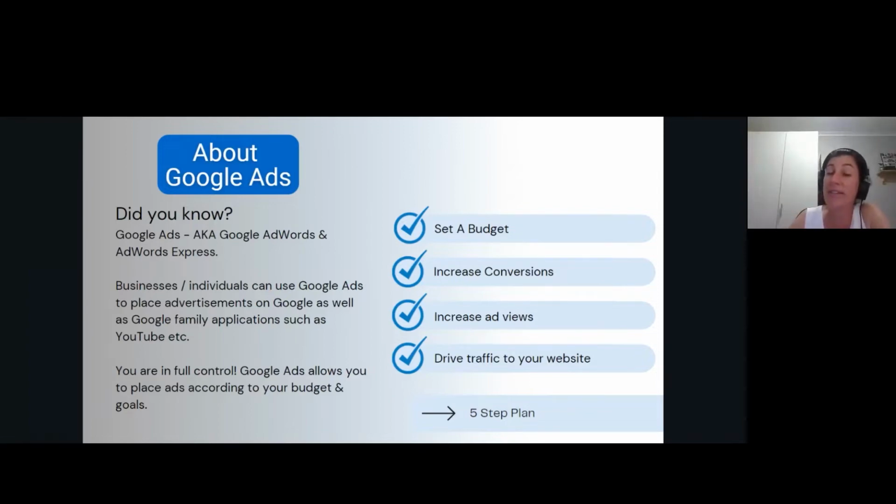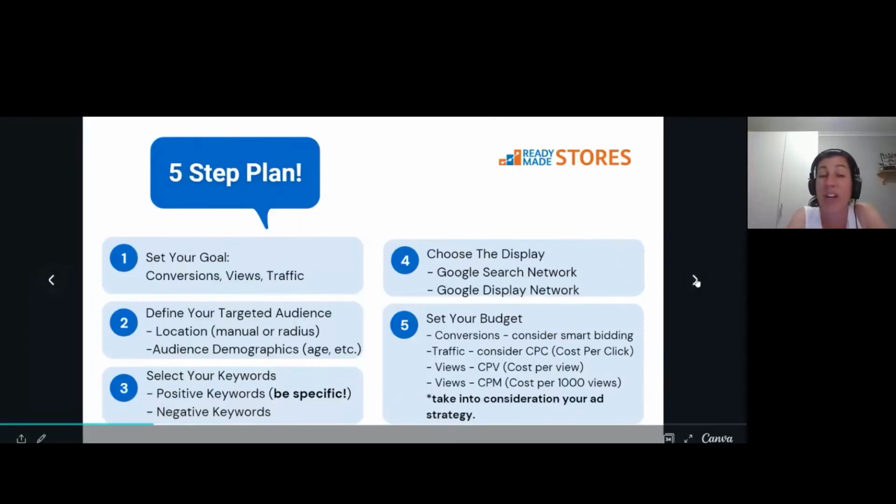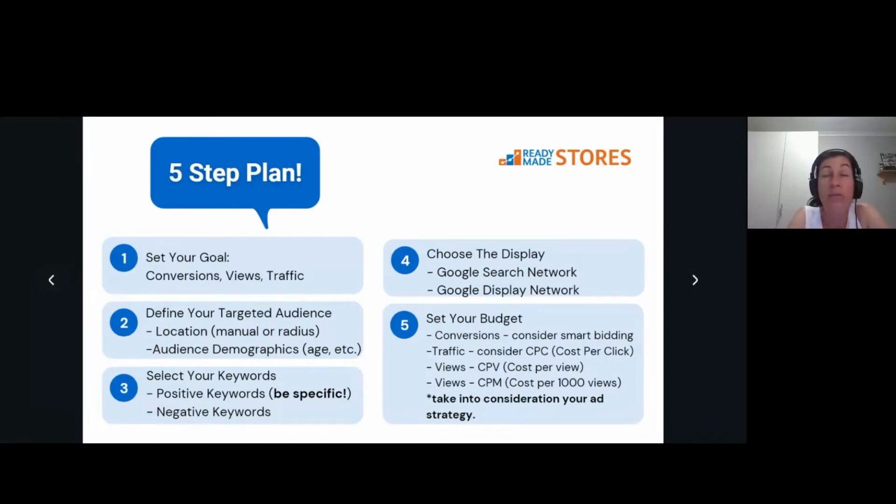And here is a bit of a 5-step plan. So when you are on Google and you are creating your ad, you would first set your goal. You would define your targeted audience, the location, a manual, or you can do it by 25-kilometer radius. Audience demographics, you would select your keywords, positive and negative ones, be specific.